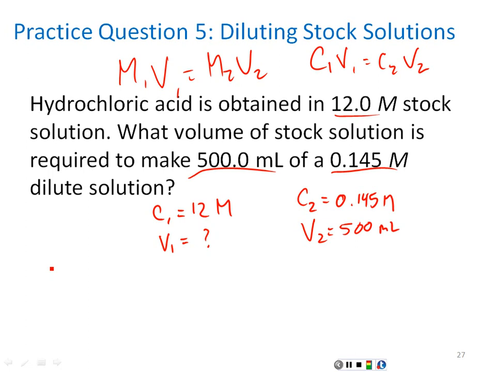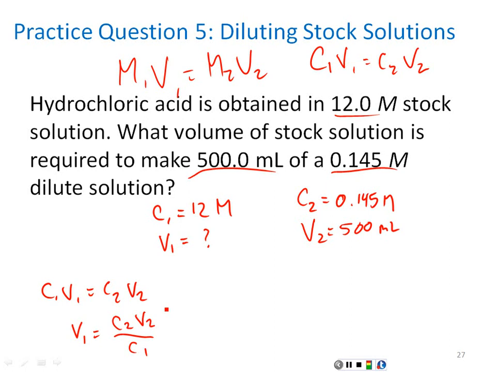So we write out our trusty C1 V1 equals C2 V2 equation. Now let's rearrange this before we add any numbers in. Rearrange this to solve for V1. So that will become V1 equals C2 V2 divided by C1.